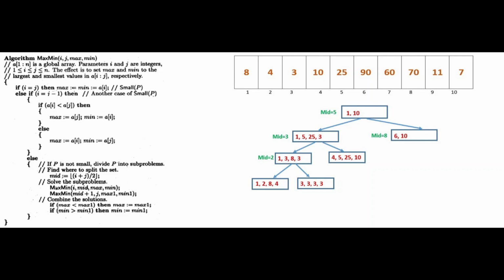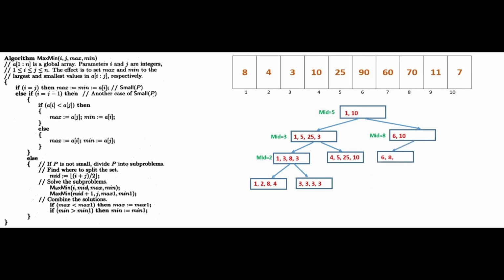In the tree data structure, we go to the left subtree. Max min of i comma mid, comma max 1 comma min 1. So go to the left subtree with the parameters i comma mid, 6 comma 8. Okay, 6 comma 8.